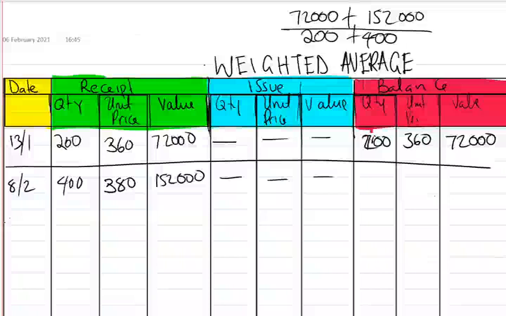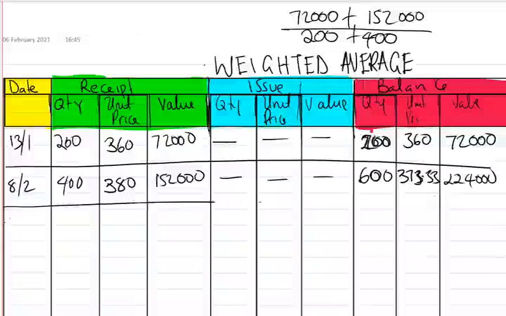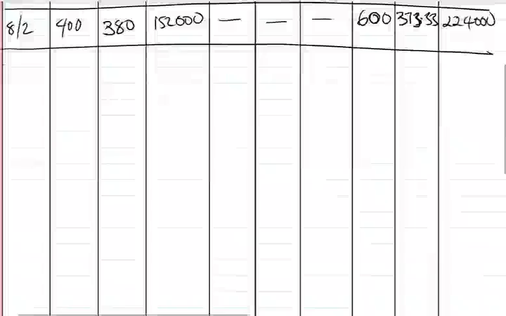In that case, we should find 373.33. The balance will be the 200 in store plus the new consignment, 600. So for us to find the value, we're going to say 600 times the weighted average, 373.33. The answer that we should find is 224,000. We're done with that one. So we'll go to the next.